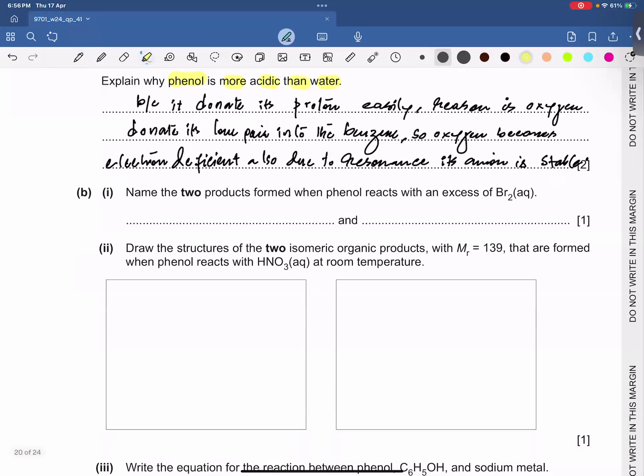Name the two products formed when phenol reacts with an excess of aqueous bromine. Two products. 2,4,6-tribromophenol. That will give you white precipitates during the reaction and HBr, obviously. Okay.